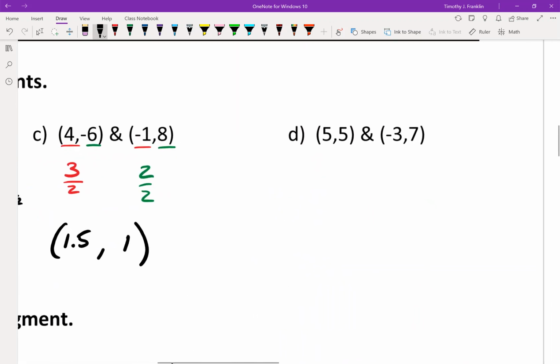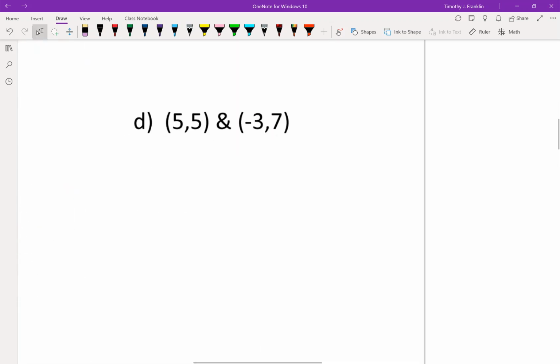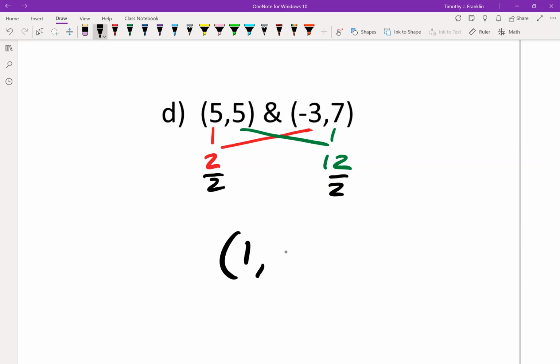And one more here. Okay, we have 5, 5 and negative 3, 7, so we're going to add these two numbers up. Five and negative 3 is 2. Add up the y values, 7 and 5 is 12. And then we just divide by 2. So our ordered pair is 1, 6.